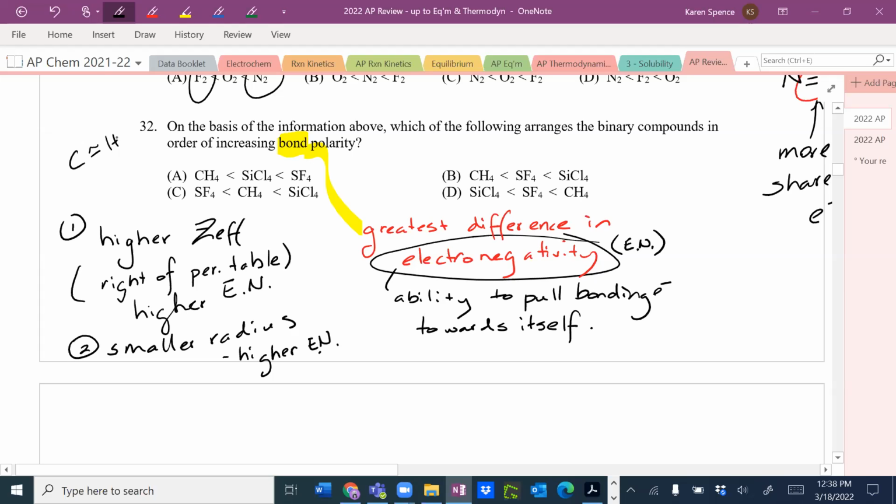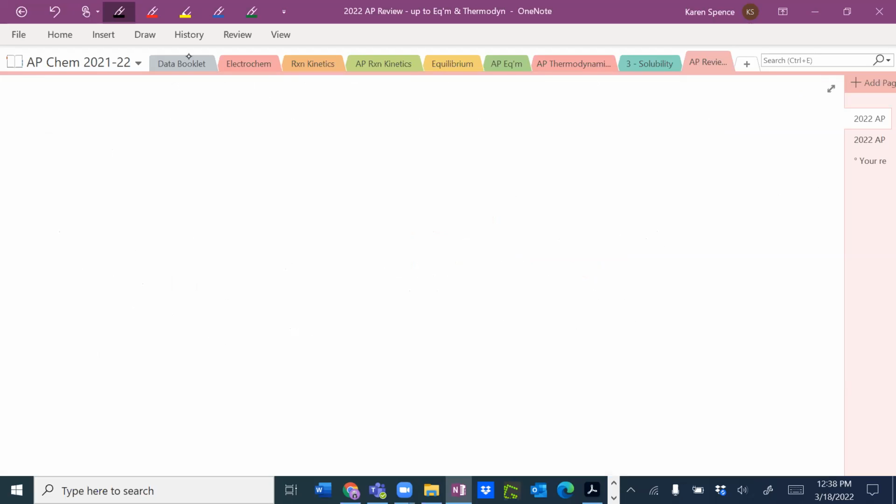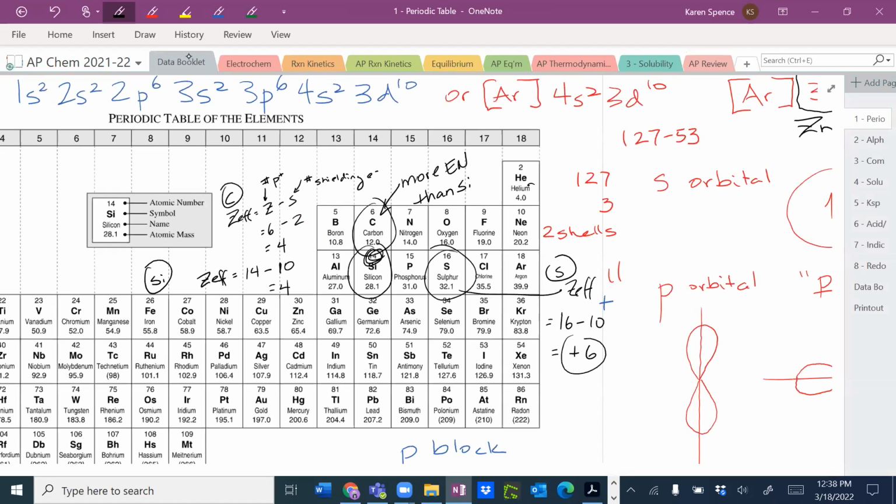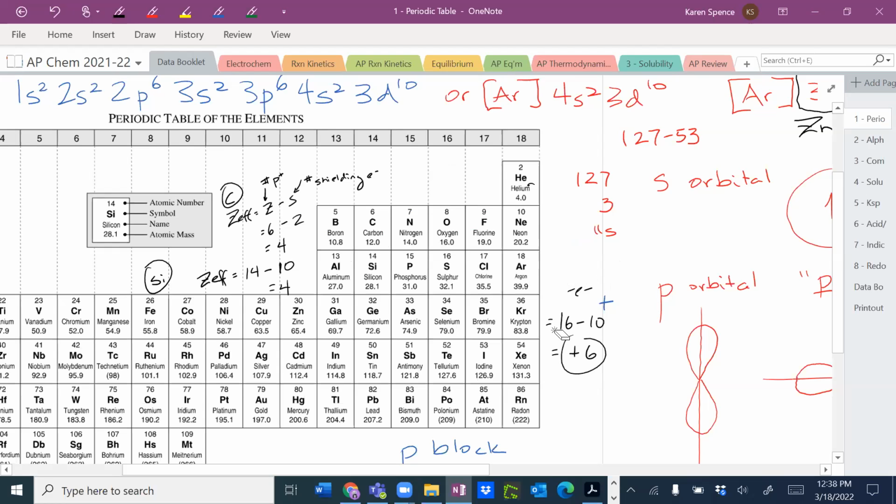Silicon and chlorine, where are they? Silicon and chlorine are in the same row. Okay. So chlorine is more electronegative than silicon, and it is 3 over.